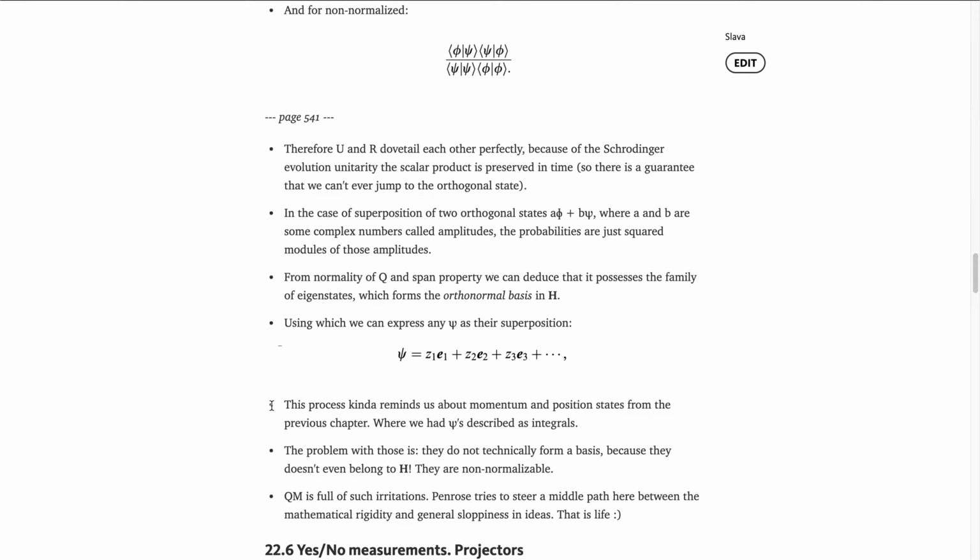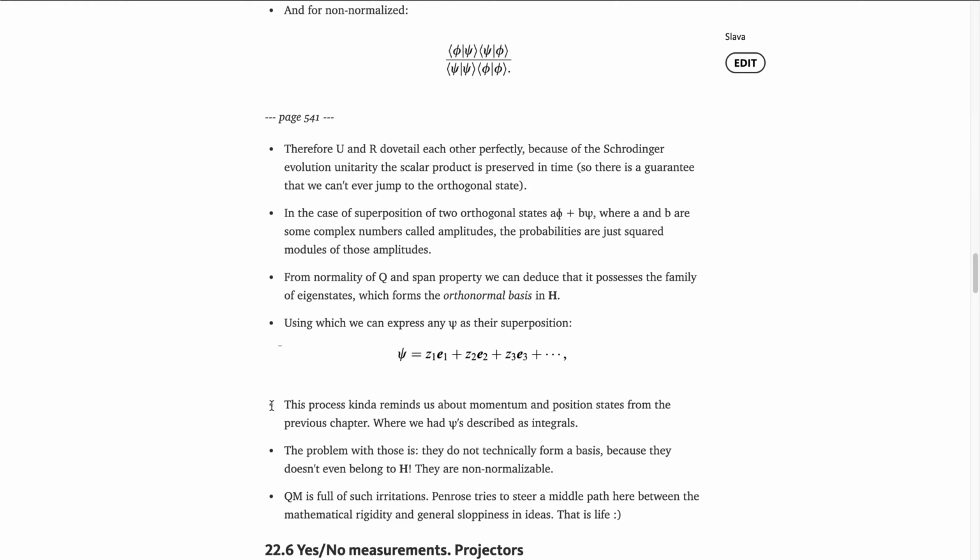So to understand that better we should talk about orthonormal basis in H. From normality of Q and the span property, which we discussed, that the eigenstates should span the whole space H, we can deduce that it possesses a family of eigenstates which forms an orthonormal basis in H. And using that we can express any wave function as their superposition, just the sum, with the corresponding amplitudes for each eigenstate, like z1, z2, z3, etc.